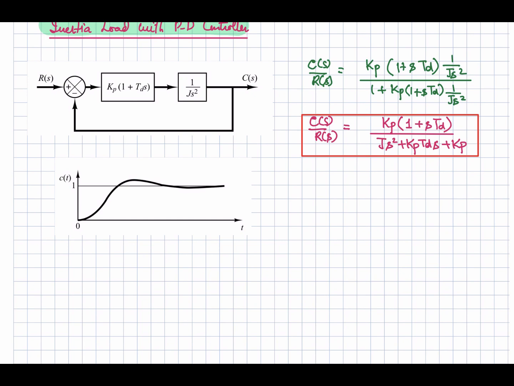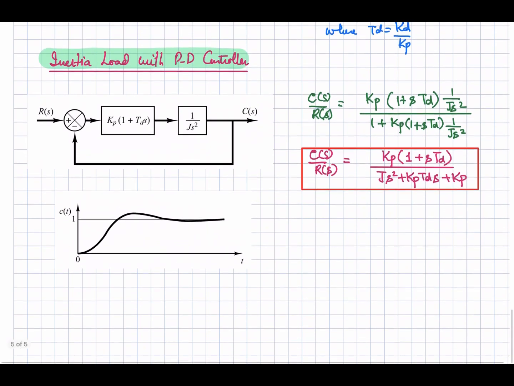So if I conclude what we have discussed in this video, we have discussed the proportional controller, PI controller, and PD controller, and how these controllers help us to reduce the steady state error of the system response, and we can use them to get the desired response.